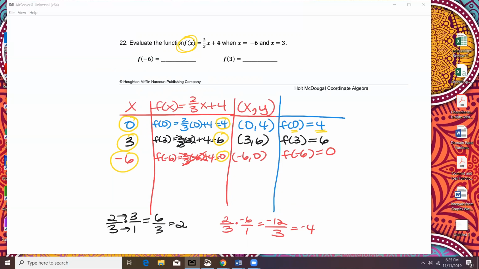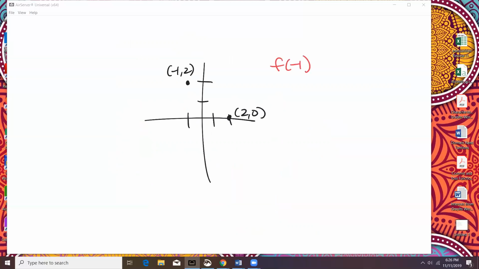Okay, gotcha. And so like earlier today on Delta Math, let me just make one problem up. Let's say this is the point -1 comma 2, and then let's say this is the point 2 comma 0. What is f of -1?